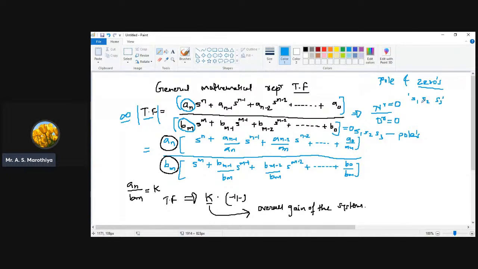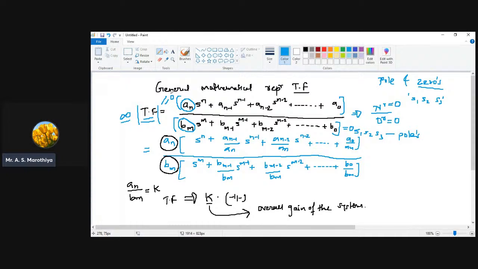Why? Because at these complex frequencies, if you try to find out the magnitude of the transfer function, it is going to be 0. So the thumb rule is that in order to find the values of poles, we need to equate the denominator polynomial function of the transfer function to 0 and find out the values of complex frequencies. Those complex frequencies are nothing but poles of the system.